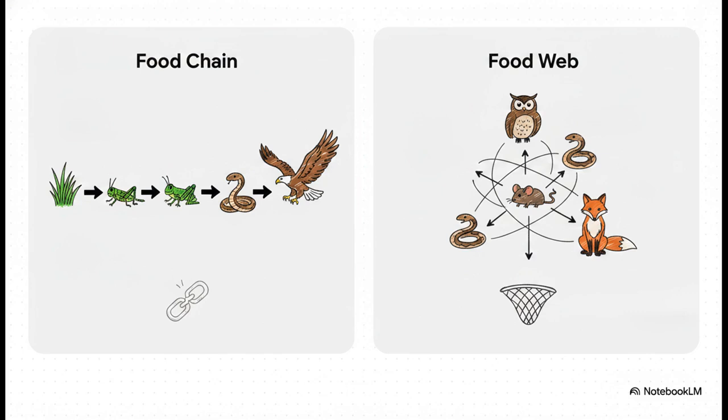For your exam prep, you really need to focus on the food web. Think about it. A mouse isn't just prey for a snake. It could be snatched up by an owl or maybe a fox. Food webs are these massive interconnected networks. And the main takeaway here? Food webs are highly stable. If one single link breaks in a simple food chain, the whole thing collapses. But a web can handle those shocks.